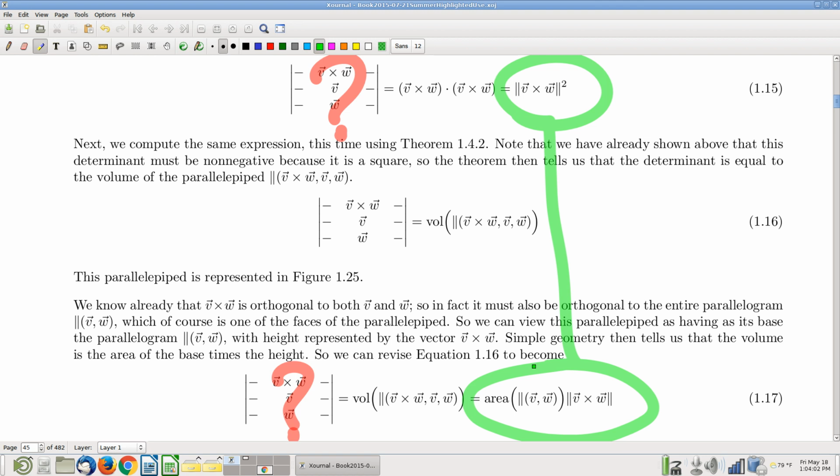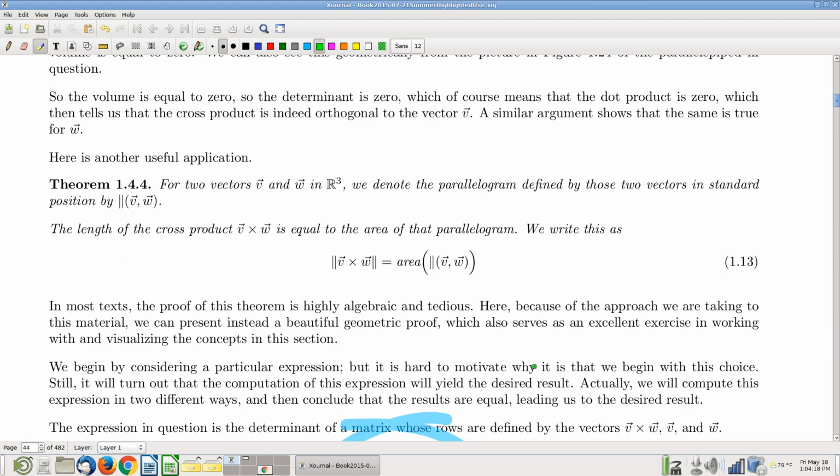And so notice you just cancel the common factor of magnitude of V cross W, and you have that magnitude equals area. So it's a really clever argument there. I think it's lovely. Gives us the desired result. Magnitude of the cross product is the area.